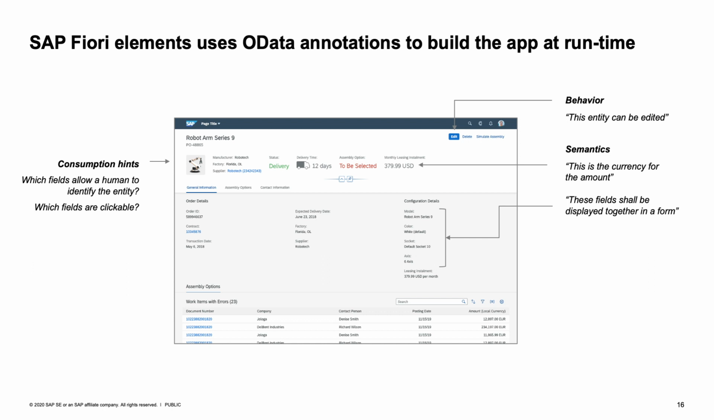Because at runtime, when the app is rendered for the very first time, we read the metadata for the service, and we interpret it and we generate the app. The app is then cached in your browser. So the first load of a Fiori Elements app is sometimes a little bit slower, but subsequent loads are much, much faster because the app has already been generated and cached. But we generate it on the fly based on the data that you're creating.